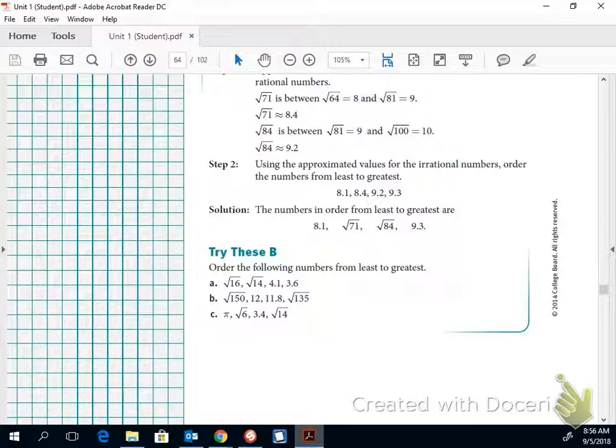But can you put these in order? Want to give it a shot? Okay, give it a shot. Put those in order.